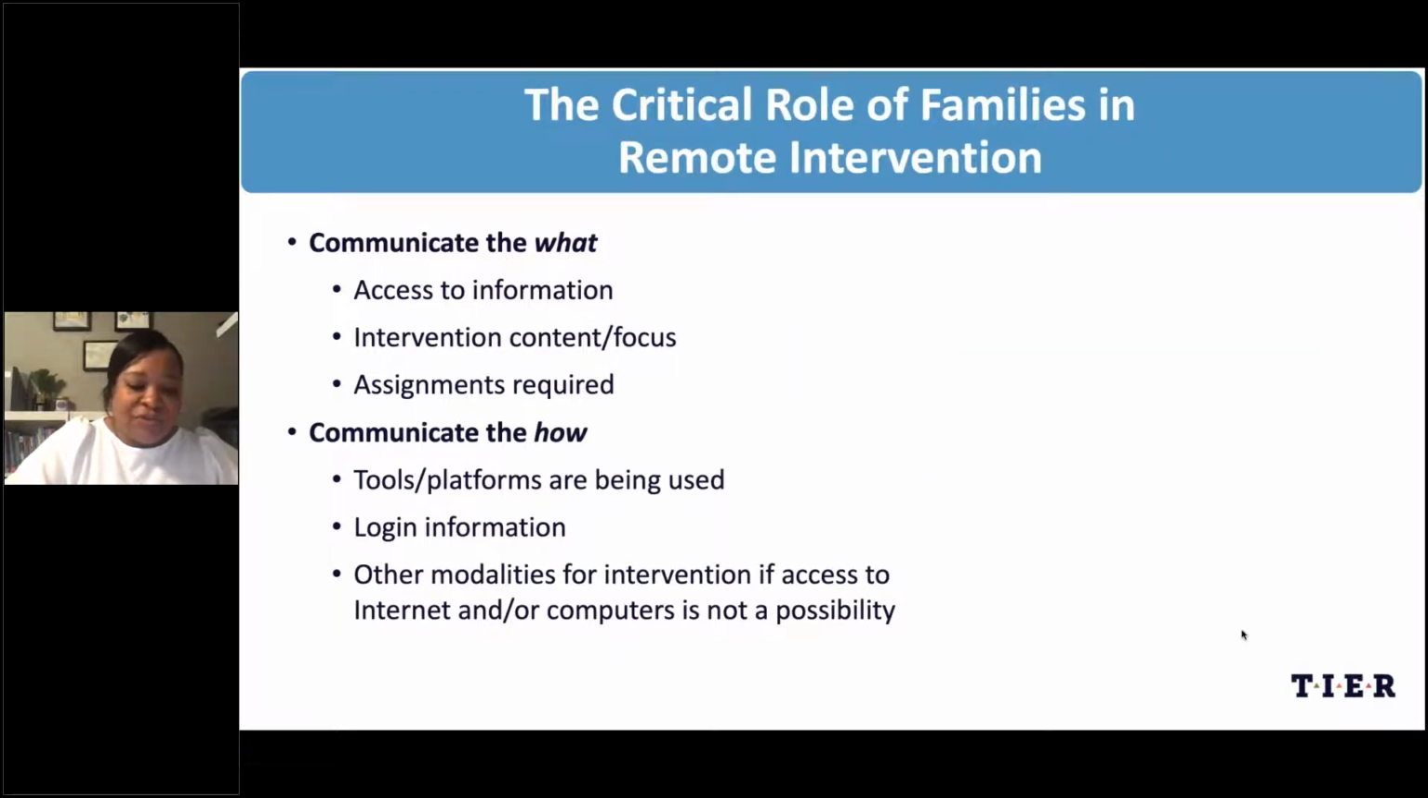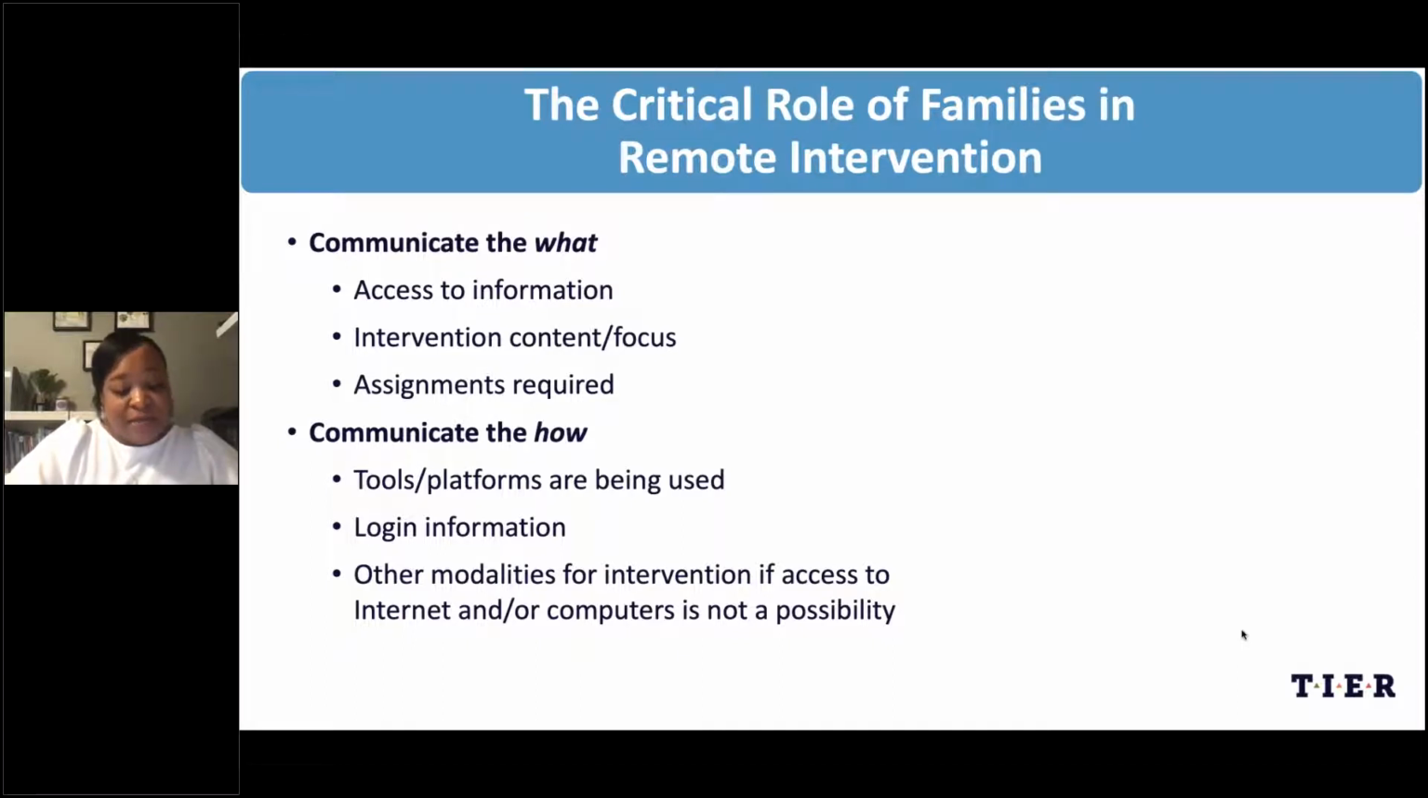Just like in traditional brick and mortar school settings, families are critical players we need to involve to ensure that our students are successful. In fact, families may play an even more critical role in remote learning, especially for our students who may require additional physical, behavioral, and/or academic support. This requires schools and educators to take the lead on ensuring families understand the what and the how.